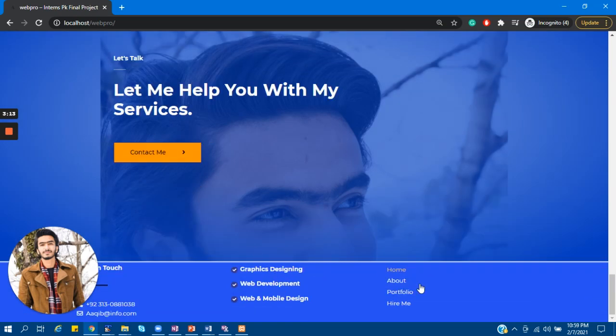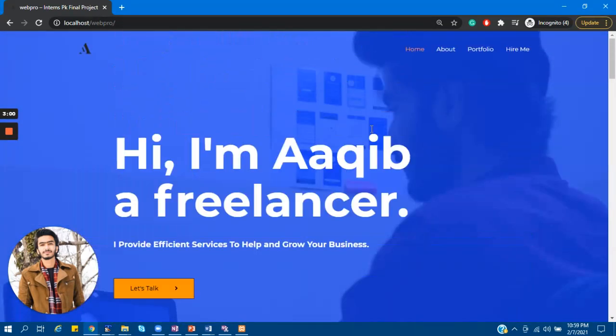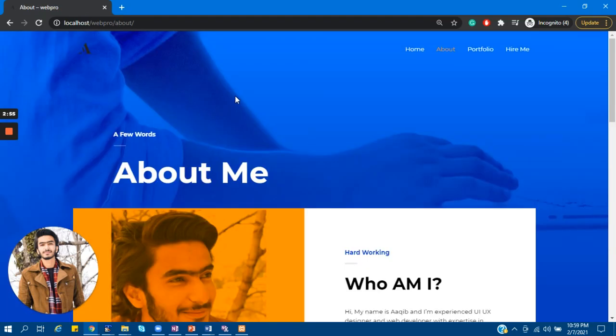And here is the custom designed footer. I have designed this. So these are my skills, and these are the menus, and this is some information about Keep in Touch. Now I'm going to the second page, that is the about page, and it looks like this.